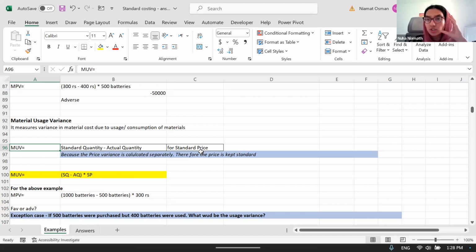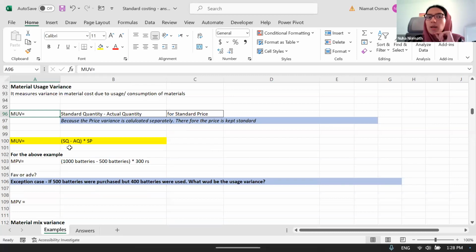So our logic is, at the standard price, what we had decided, if we check how much we have consumed differently, what will be the variance? Because price variance, we have already calculated separately. So here we will always keep it as standard price. We will not bring in the actual price and confuse ourselves. So our material usage variance will be standard quantity minus actual quantity at the standard price itself. Because actual price minus standard price, we are checking in material price variance. Here we only want to focus on our usage variance, which is SQ minus AQ.